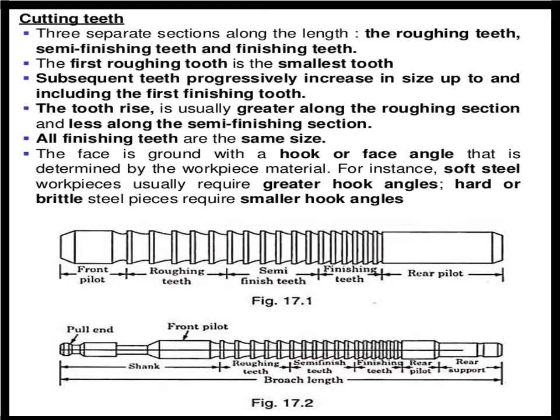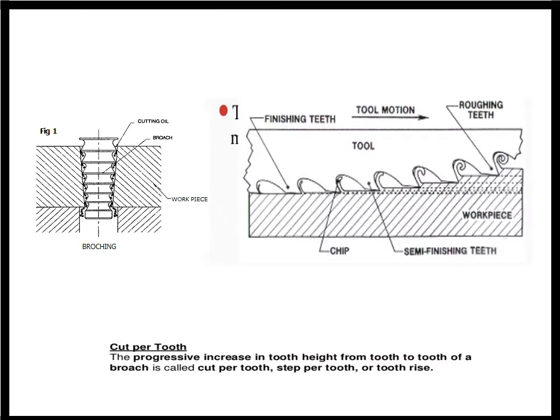Finally, the face of each tooth is ground with an angle which is called the hook angle or face angle or rake angle, which is always determined by the workpiece material to be broached. For instance, if you are machining soft material, soft steel, then a larger hook angle is desirable, whereas for a hard brittle steel a smaller hook angle is required.